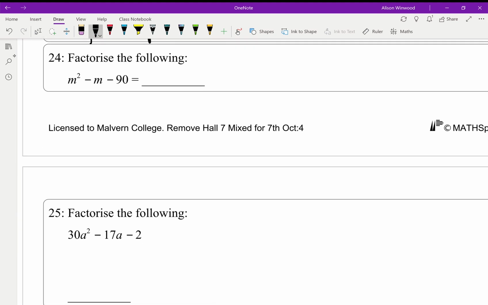Factorise means I need to put into two brackets. So I've got an m at the start of each bracket, and then I want two digits that multiply to -90 but add up to -1, which would be -10 and +9.